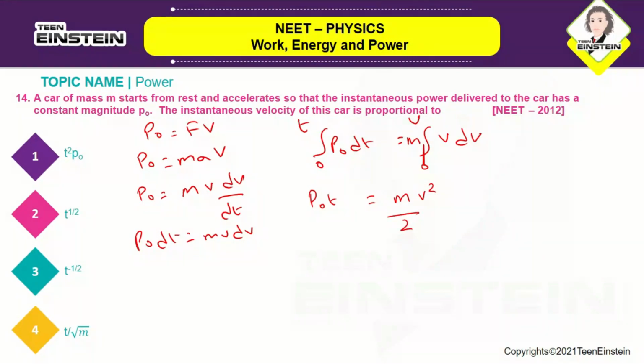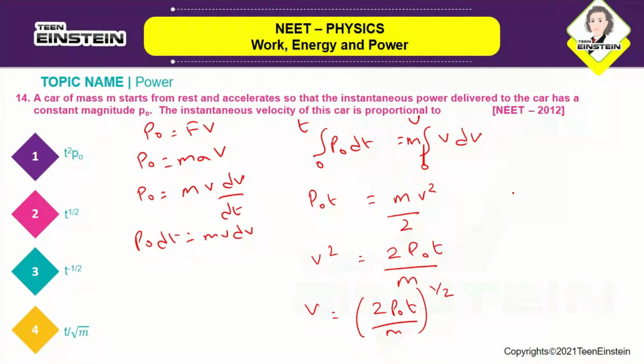So you can take this v square here, and this will become 2 p naught t by m, or v will become (2 p naught t by m) whole power half. So you can see the velocity, instantaneous velocity, is proportional to the square root of time t. Okay, so the correct answer is option number 2. So the instantaneous velocity is directly proportional to the square root of t. So option number 2 is the correct answer.